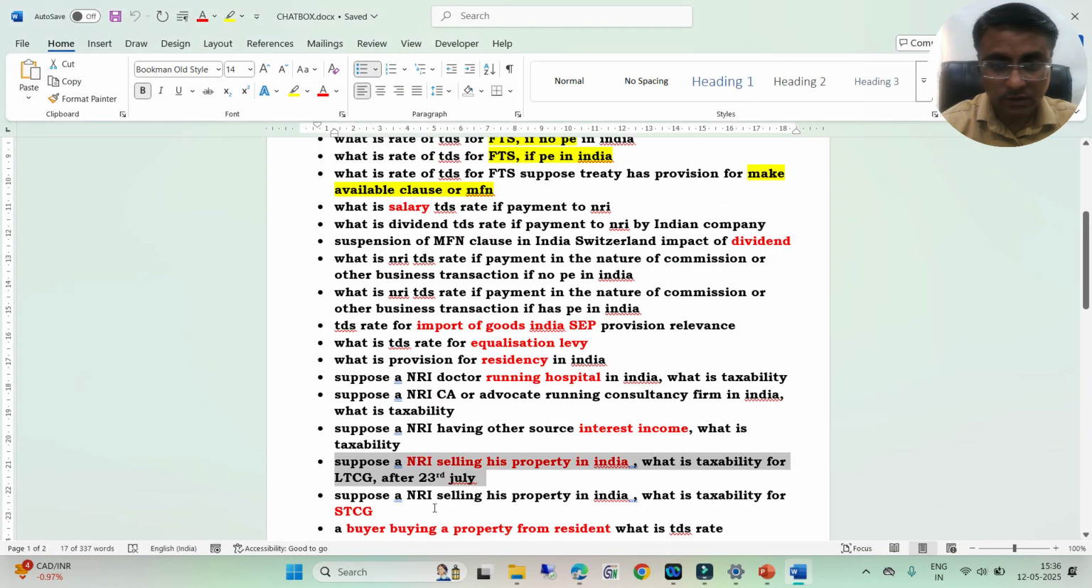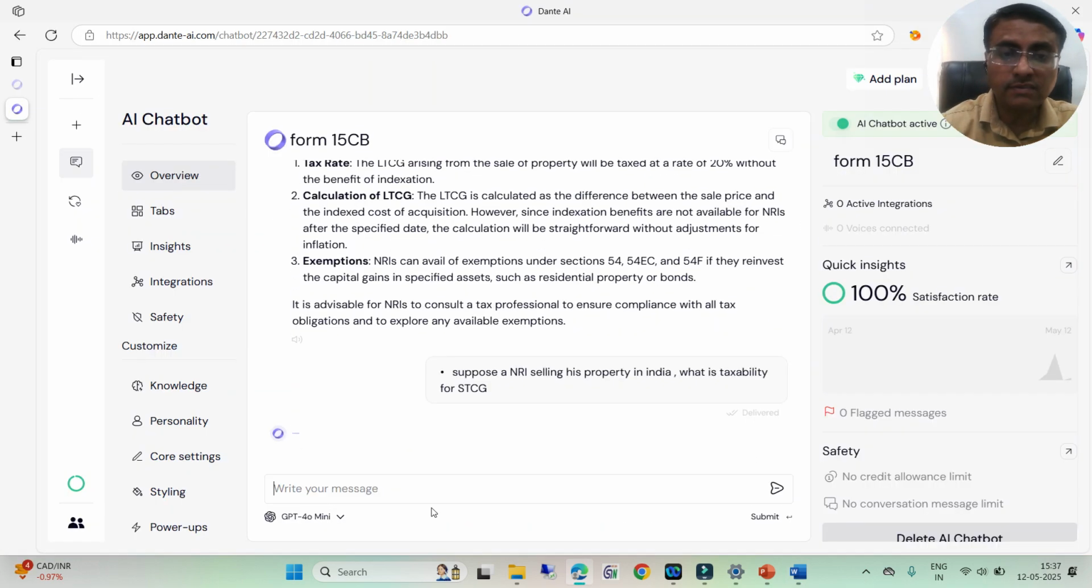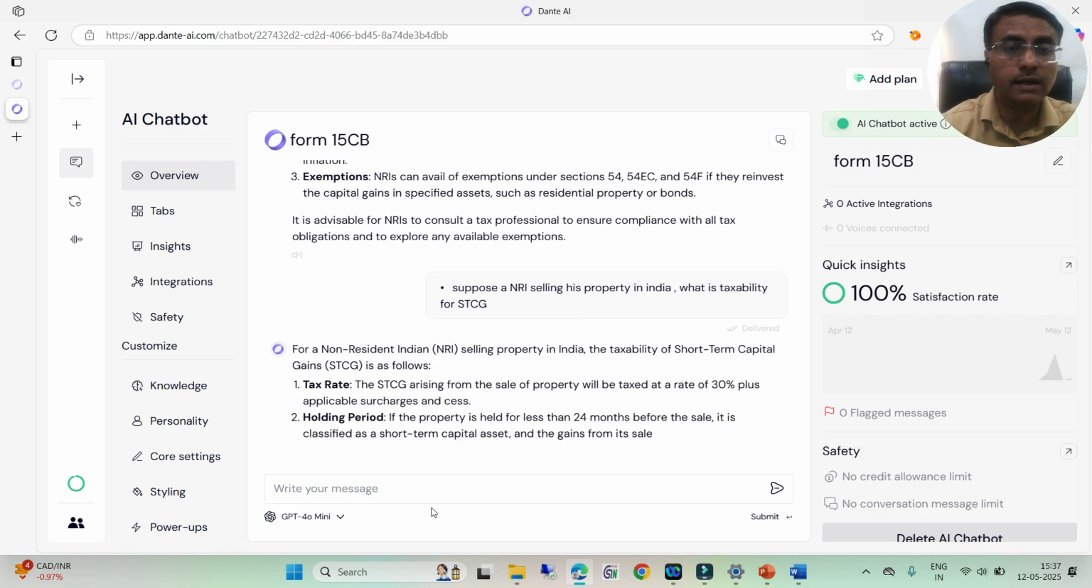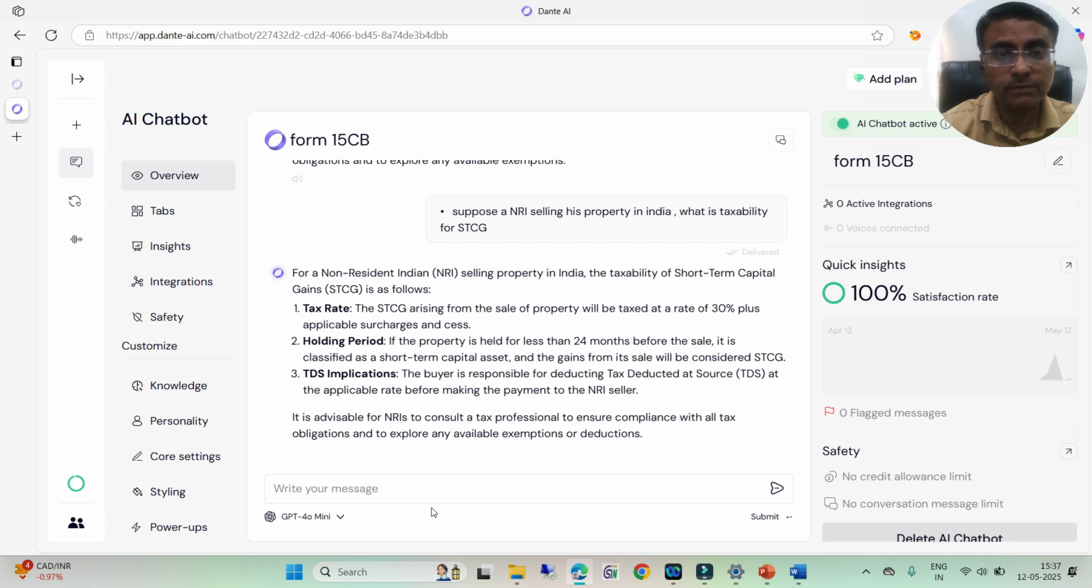So this AI gave a beautiful answer. Another question is, suppose an NRI is selling his property in India, what is the tax rate in respect of short-term capital gain? That is the slab rate. The holding period of 24 months is given. It normally depends upon your slab rate. The normal tax rate is 30%. This is the correct answer.